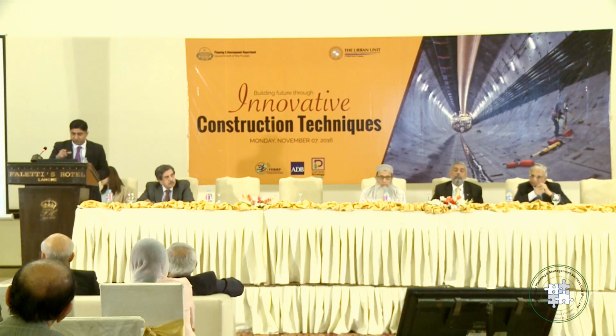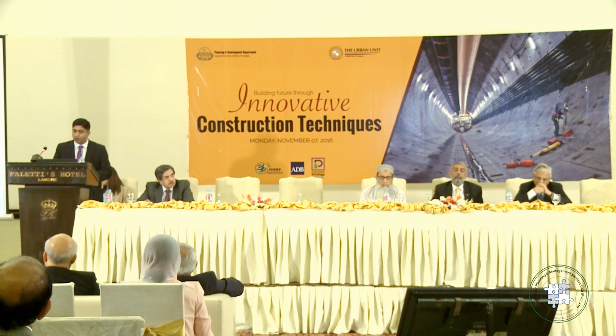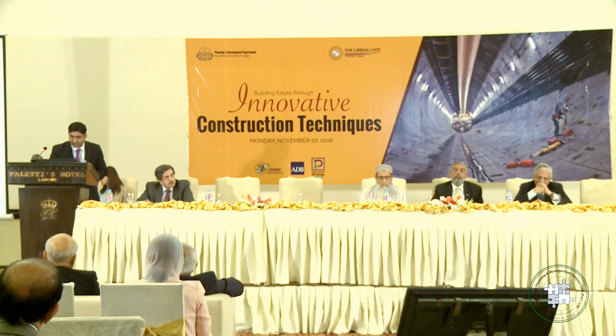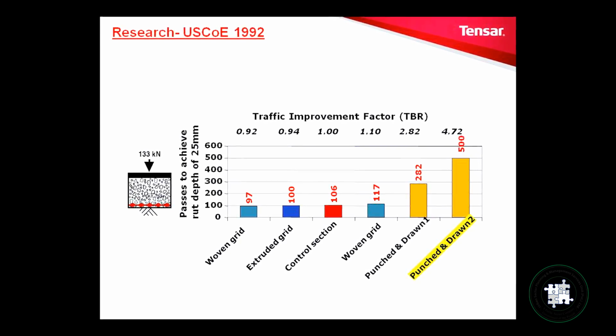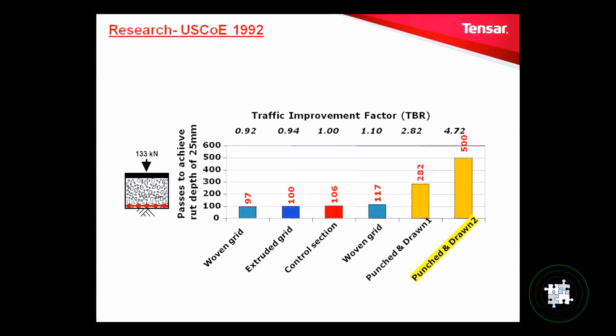So this is the original 1992 facility available at the US Corps of Engineers. It was carried out by a 133 kilonewton wheel. Typical wheel load we know is 40 kilonewton, standard axle is 80 kilonewton, but this research in 1992, many years ago, was carried out using 133 kilonewton.